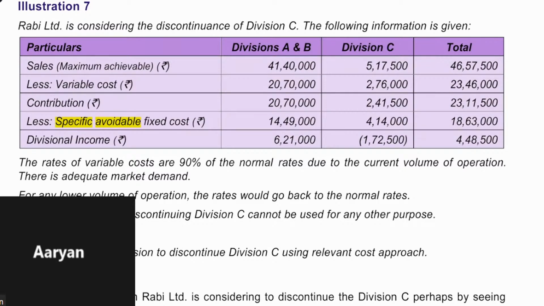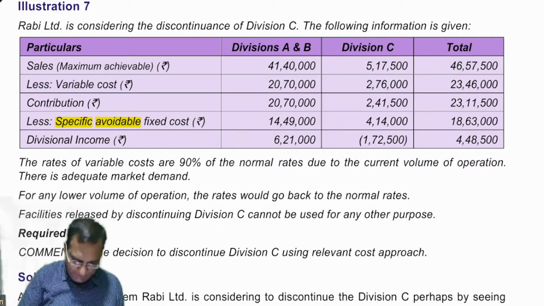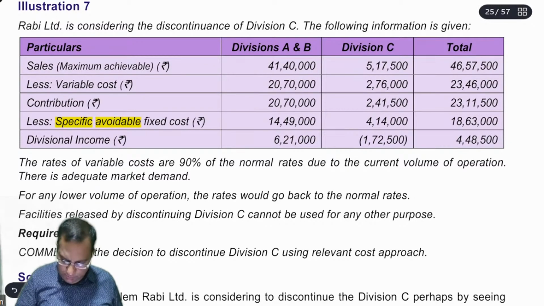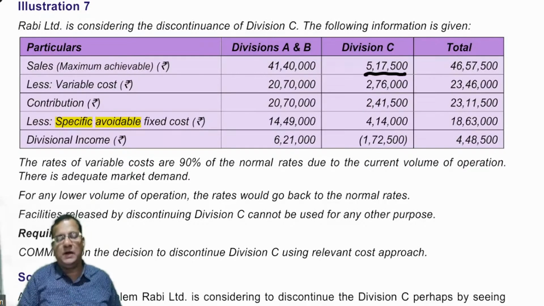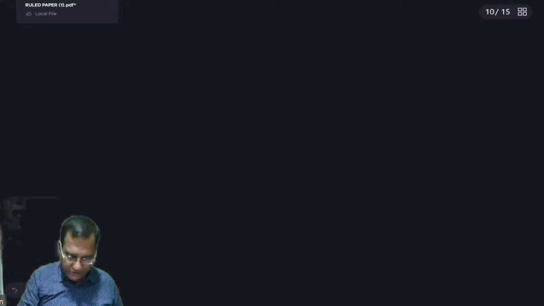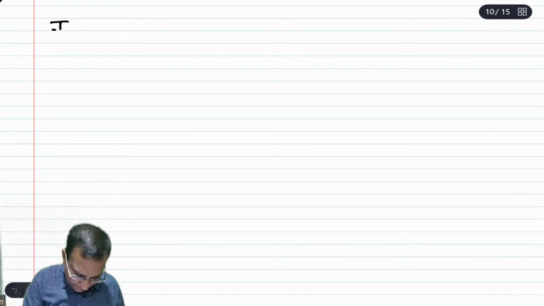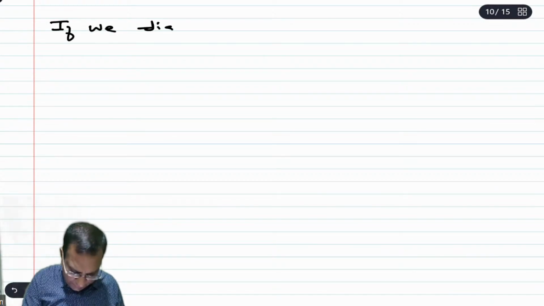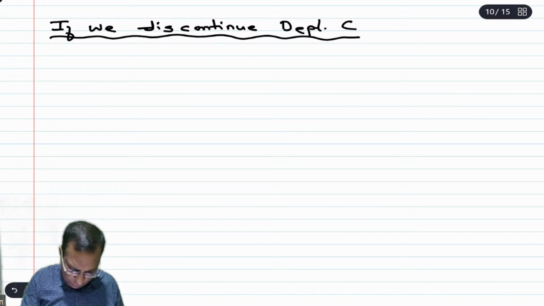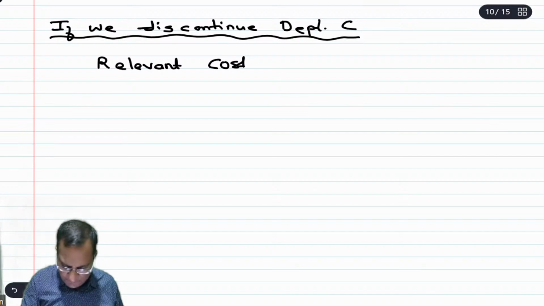Yes, Aniket, correct beta, absolutely. Let's go, beta. So let's start the question. 5,17,500 is the inflow if we continue department C. But if we discontinue department C, then what will be the relevant cost and what will be the relevant revenue?